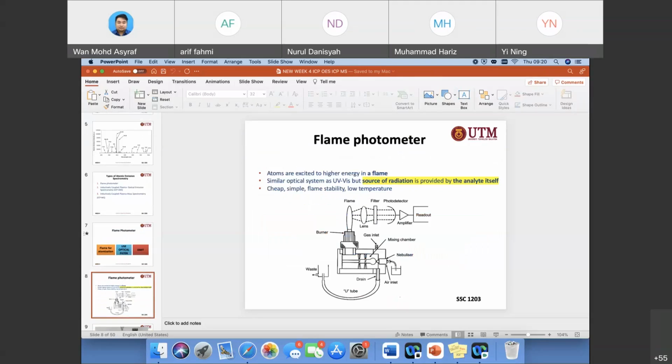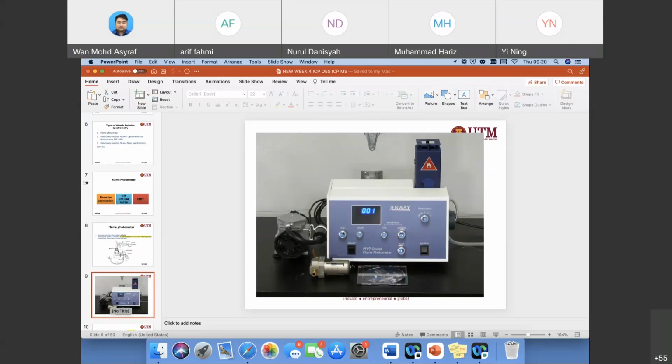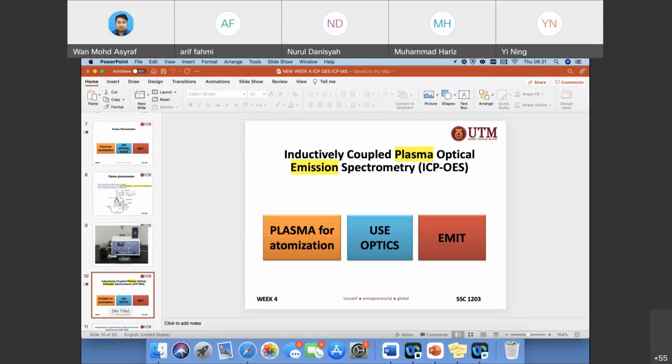I've also explained the flame photometer, and what the difference is between the flame photometer and ICP. It is just a simple emission spectroscopy, all right? So this is the illustration or the figure of the emission spectroscopy, the flame photometer. So it's just a simple one, all right? And then we have been looking into plasma optical emission spectroscopy.